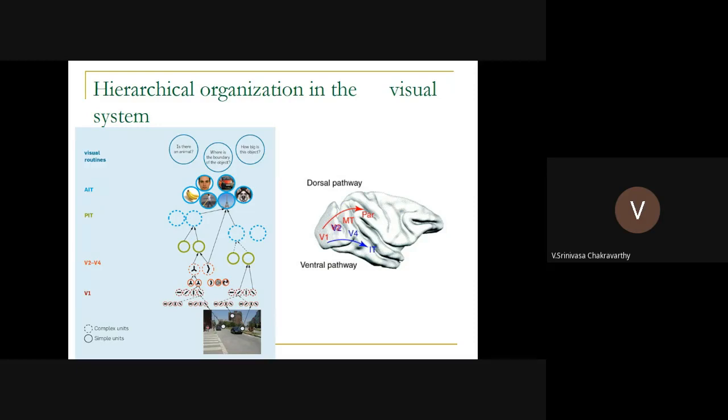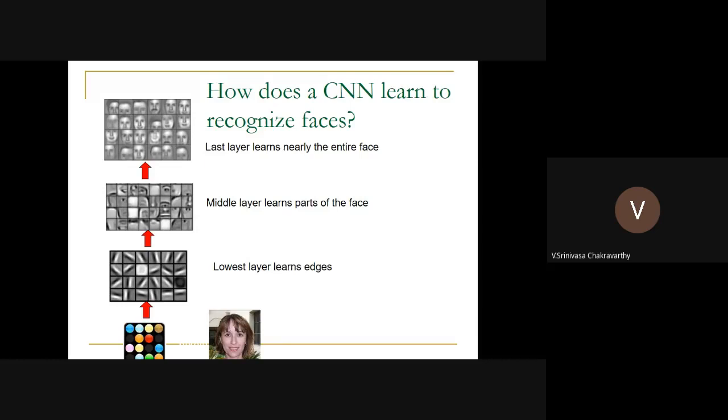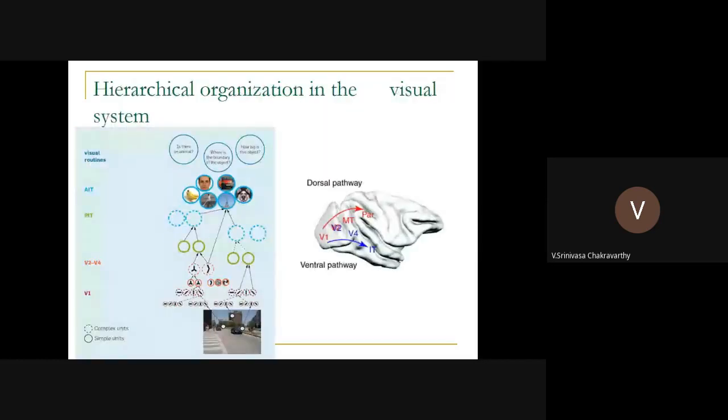If you look at the retina, neurons simply respond to dots. Dots could be either a bright dot on a black background or a black dot on a white background. Whereas when you go to the primary visual cortex, neurons don't seem to respond to dots, but they respond to oriented lines, just like the neurons in the first hidden layer of the deep network or the CNN.